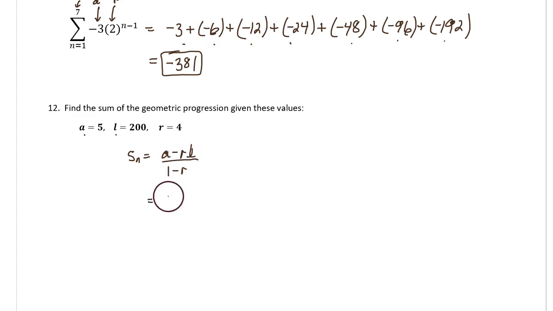So in this problem, our sum is going to be 5 minus 4 times 200 divided by 1 minus 4. Now type that in a calculator to get the answer. Make sure you're typing the numerator in first and pressing enter before you divide by the denominator. This will make negative 795 over negative 3, which is equal to 265.